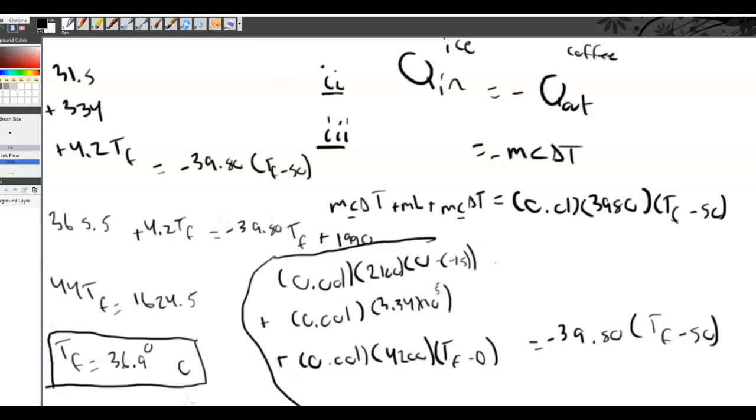Remember, in all two-object problems, you're using the concept of Q in equals minus Q out, that conservation of energy idea. The idea that all of the heat coming out of one object is going into another object. And then from there, you either have an MC delta T term or you have an ML term. You can't have both at the same time. It kind of goes in order, and so you just have to go step by step through the problem.